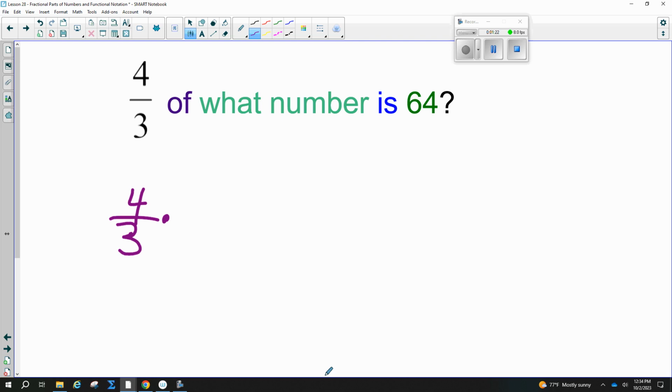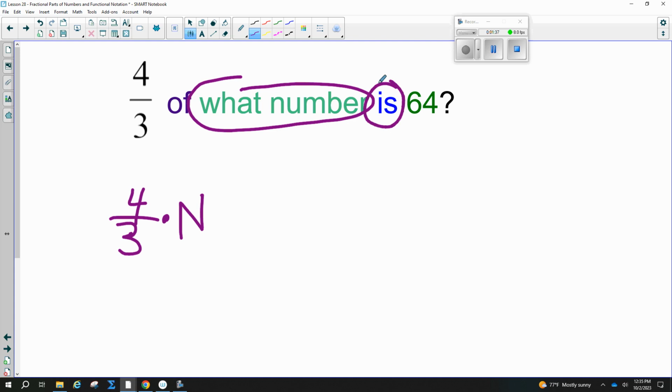And then it says what number. When you see what number, that means a variable. We're all going to use capital N for what number. Then we have the word is. What are we going to write for is? Equals. And then we write 64. Then you solve the problem. So that's all you have to do: transpose that lovely sentence into a math equation. 4/3 of what number is 64?